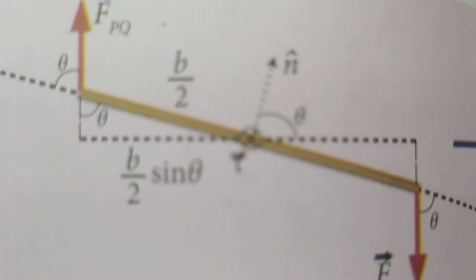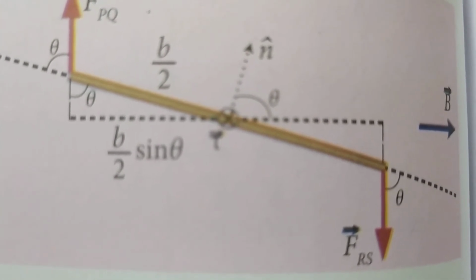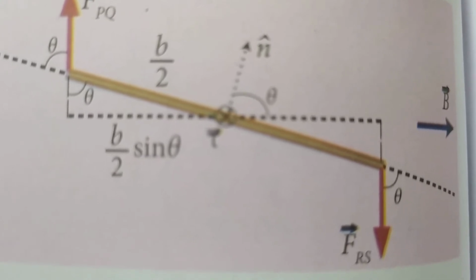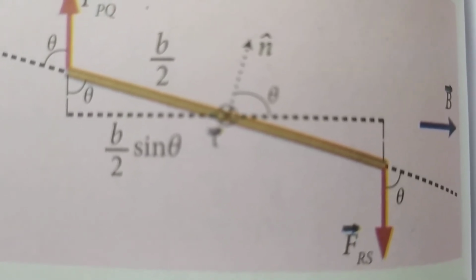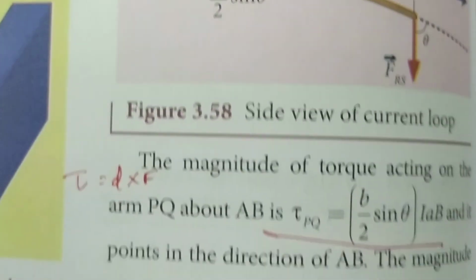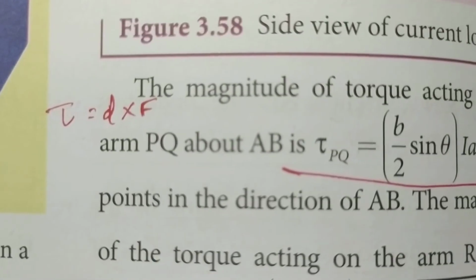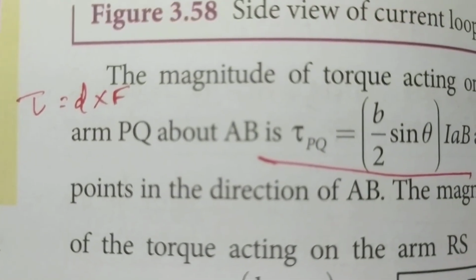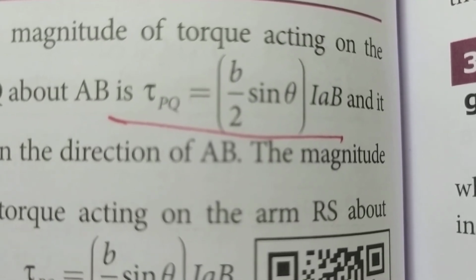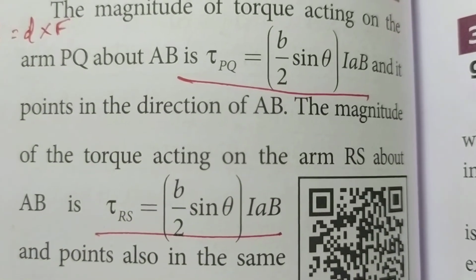So here, since it is the center part, you can take it as b by 2, and so this part, when you draw a perpendicular, is equal to b by 2 sin theta, because sin theta is opposite by hypotenuse, so you will get b by 2 sin theta. And so here tau PQ is given by b by 2 sin theta, because you know tau is equal to distance into force, and so here the distance is b by 2 sin theta into IAB, because already we have calculated the force which is equal to IAB and points in the direction of AB.